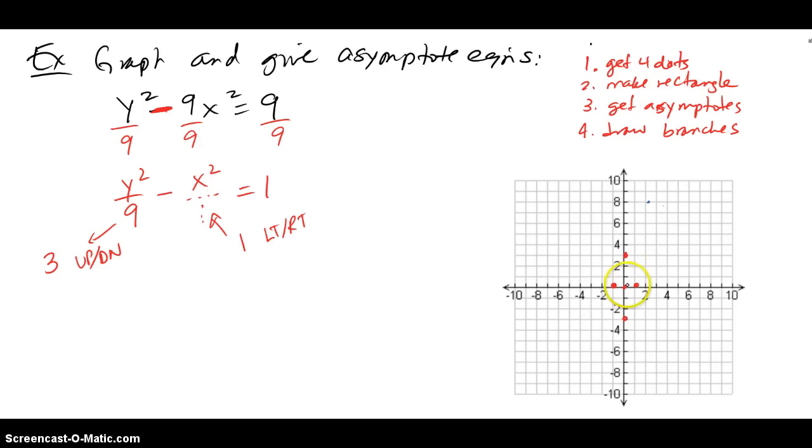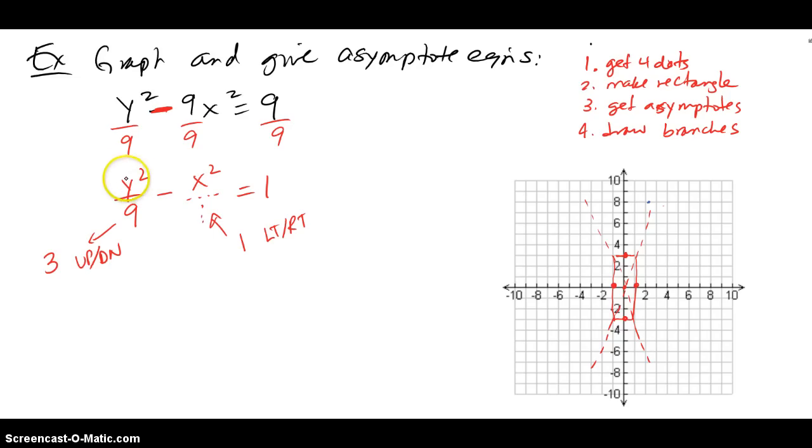I got my 4 dots from the center of the origin. Then I make my box through these 4 dots, so rectangle. Then I get the asymptotes going always through the corner and the center of the box to the best of your ability. Then draw your branches.